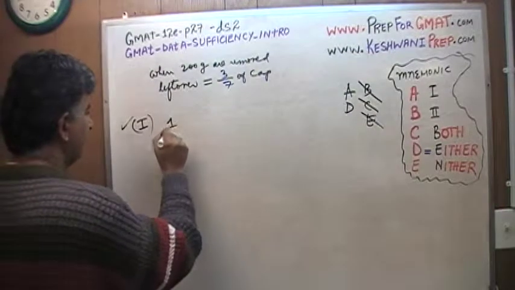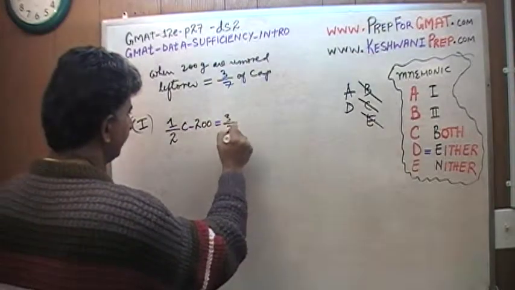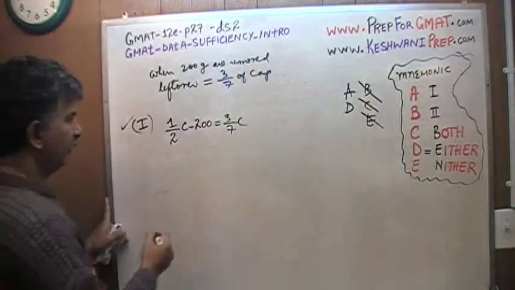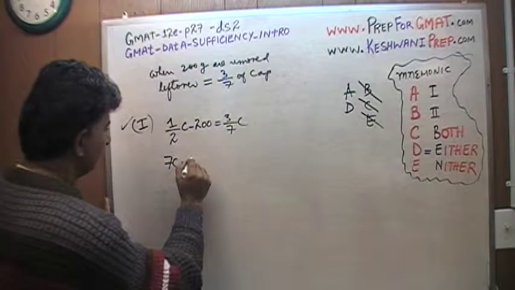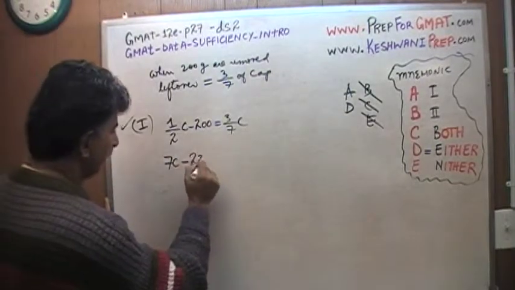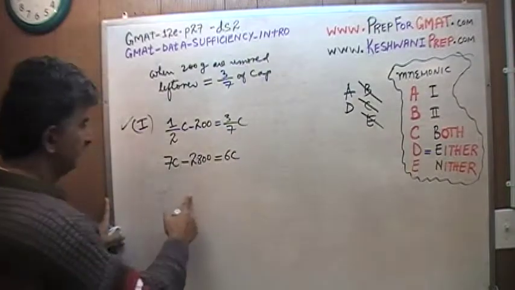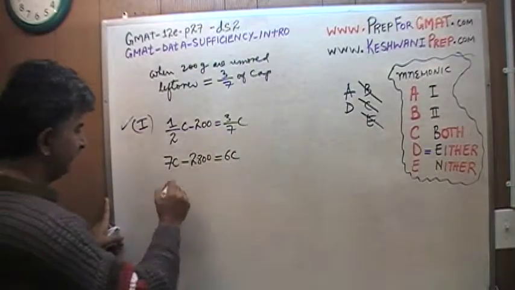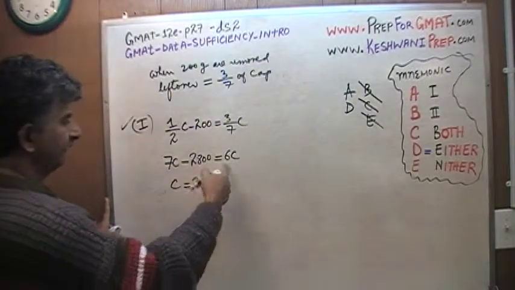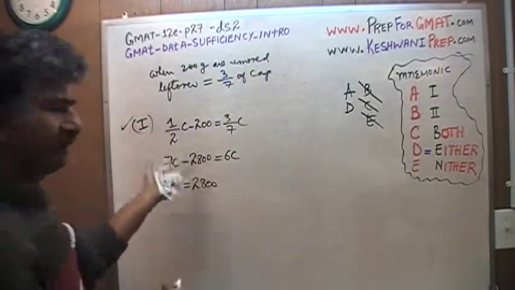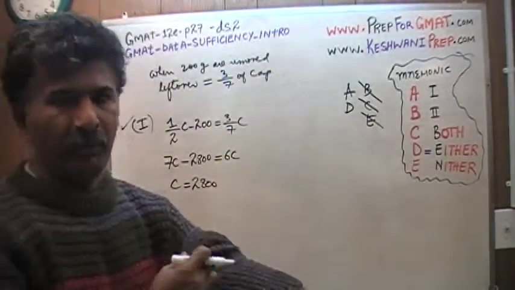So 1/2 of the capacity minus the 200 equals 3/7 of the capacity. Let's multiply the whole equation by 14. So if I multiply the whole equation by 14, 7c minus 14 times 200 is 2800, and this would be 6c. Bring the 6c here, and 2,800. It's very simple. It's only 2 steps. That's it. There is nothing to it. It's a very simple linear equation.